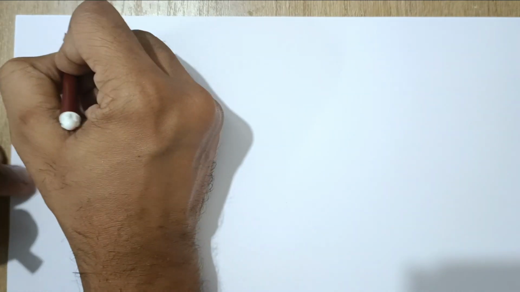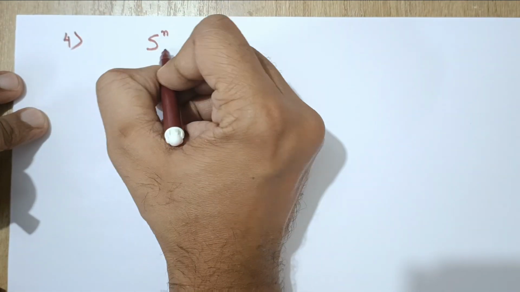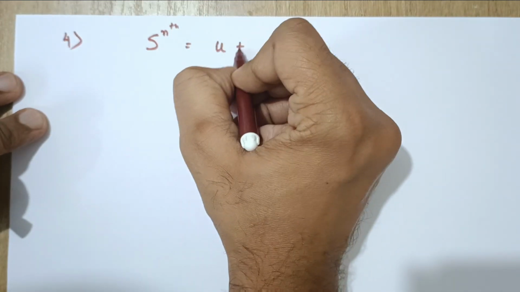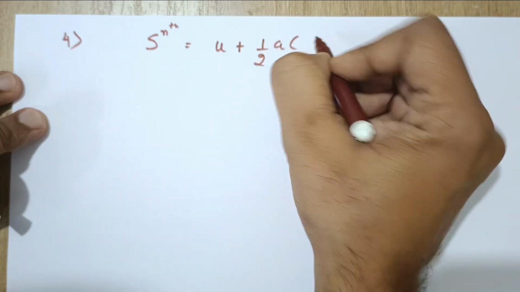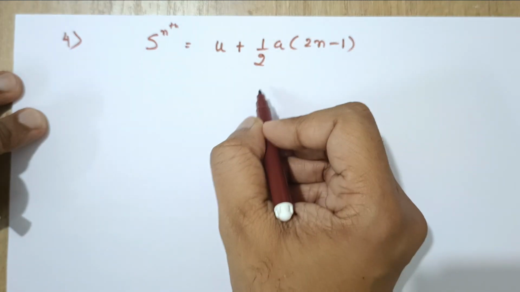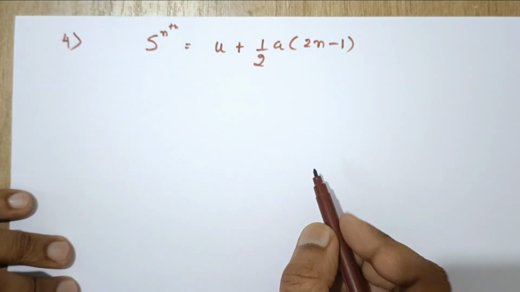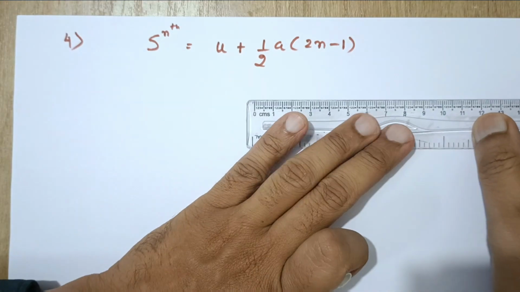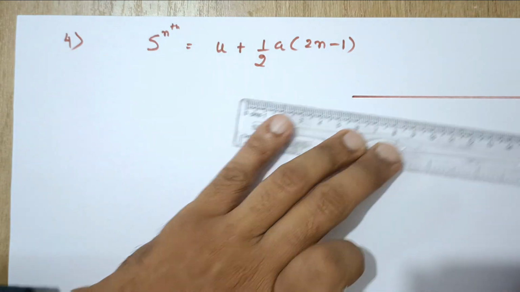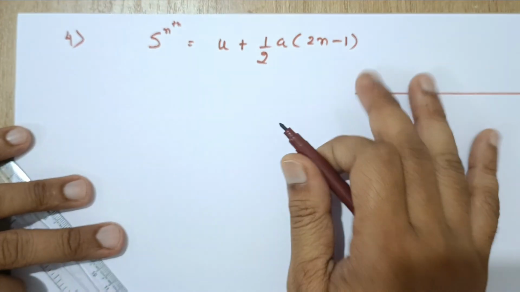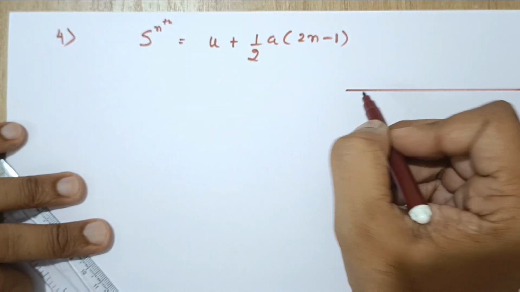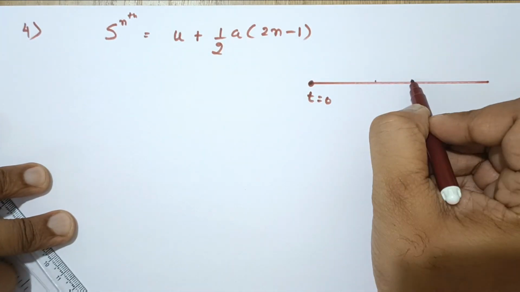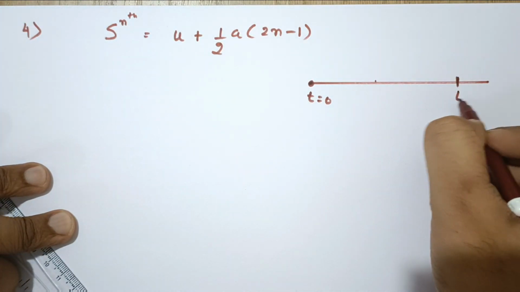Now the last equation of motion, that is the distance traveled by the body in the nth second, is equal to u plus a by 2 times 2n minus 1. Now we need to understand this formula. Suppose I say find the distance traveled by the body in the fifth second. At time is equal to 0, the body was here. At 1 second it was here, then 2, 3, 4, and say for example at time is equal to 5 seconds the body was here.